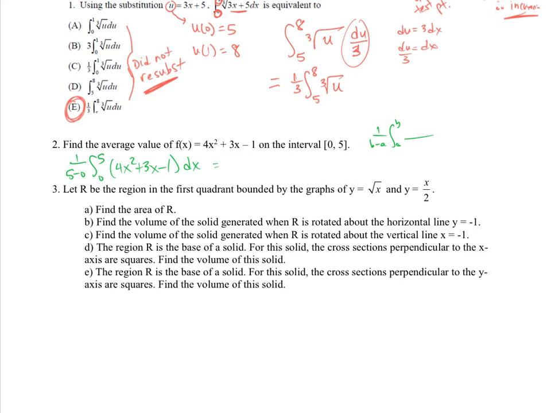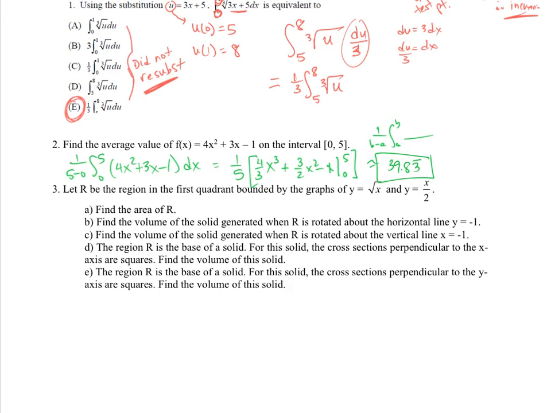We're going to get 1/5. And then here we'll end up with x cubed. This will be 4/3, plus 3/2 x squared minus 1x on the bounds from 0 to 5. So we roughly end up here with 39.83 repeating.